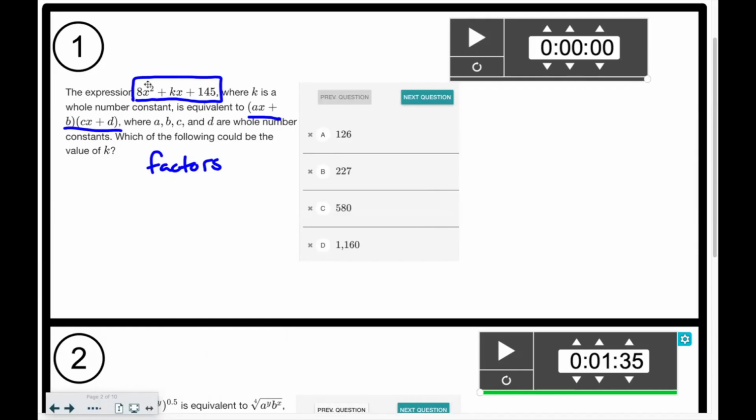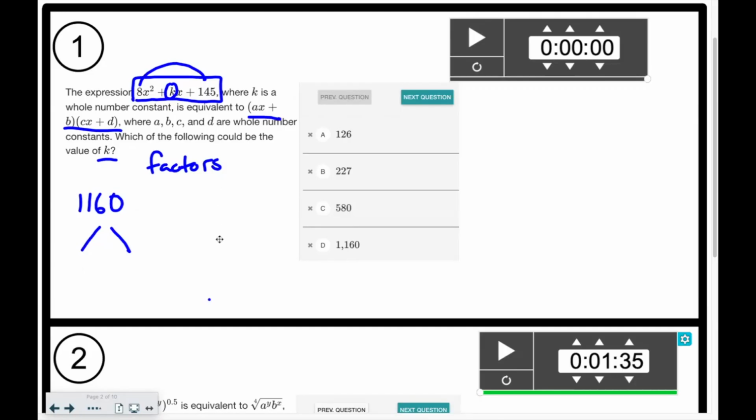So if we think about how we would go about factoring this, we would do something called the AC method. So we would do 8 times 145. That ends up being 1160. And then to find K, we'd have to find two numbers that multiply to 1160 and then add up to K. It says which could be K. There's not a single answer to K, there's a bunch of answers, and it wants to know which of these answers only one of them can work.